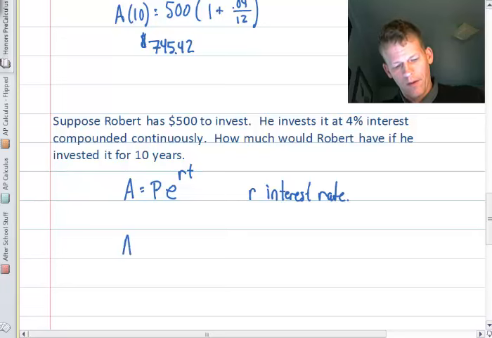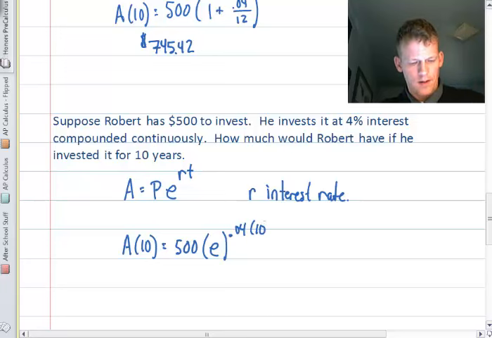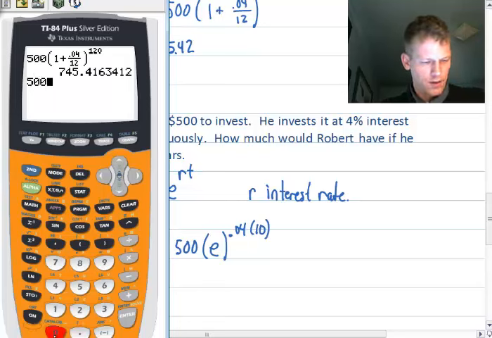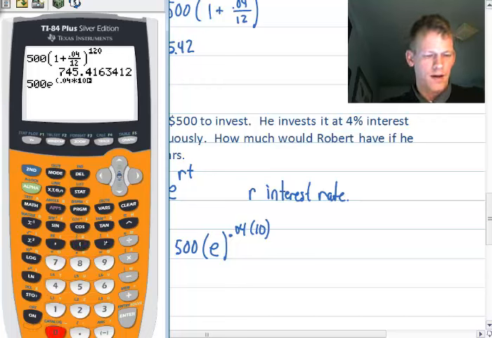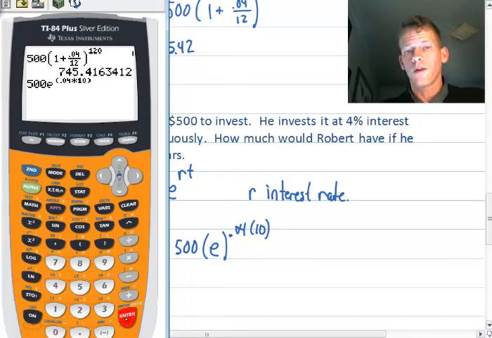So in this case, the amount at time 10 would equal our 500 we start with. We're going to use the e for our base, and that's going to be raised to the 0.04 times 10. Okay, so now on the calculator, we're going to do 500. Slight change in the equation because, again, we're using the exponential function. I have to do shift natural log so I get e. And this is going to be to the 0.04 times 10. And that should give me my amount as if the money were compounded continuously.